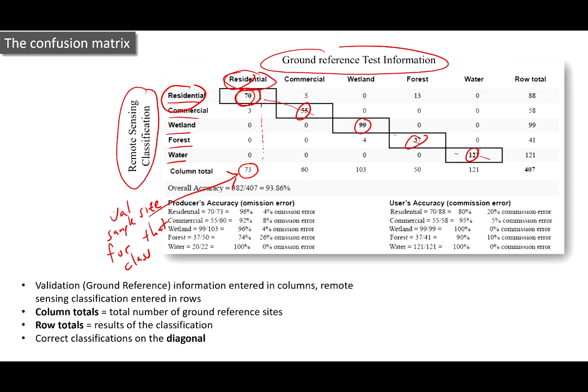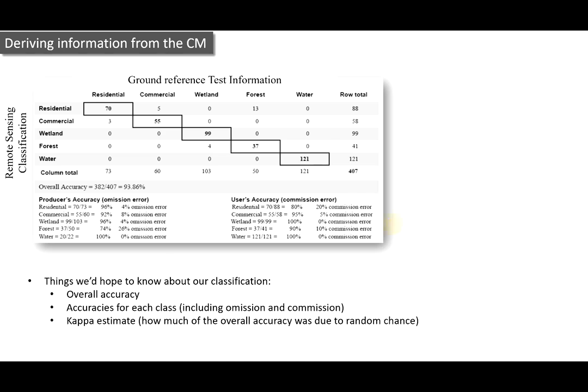So before we go into the more interesting products that you can derive from this confusion matrix, let's just look at the overall accuracy that you can get from this. So we're going to look at the overall accuracy. Then we'll look at accuracies for each class. So this will be called omission and commission error. And finally, we'll look at the kappa estimate, which I'll explain in a minute.